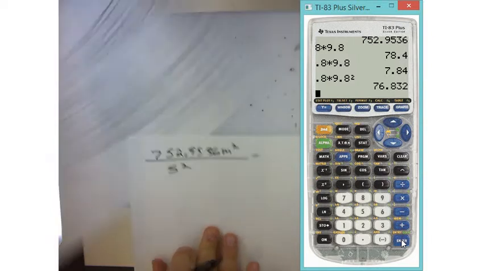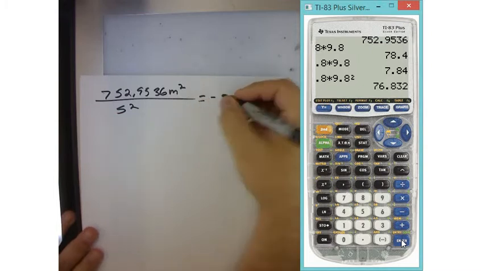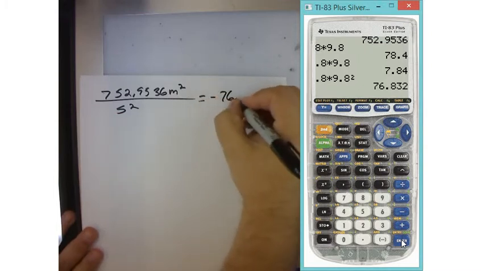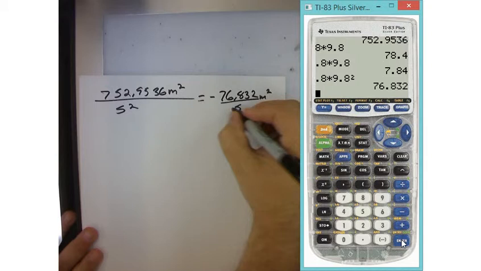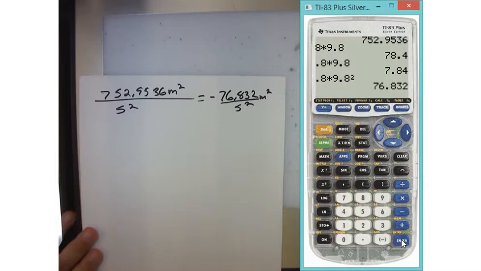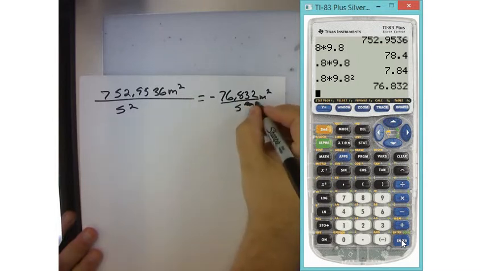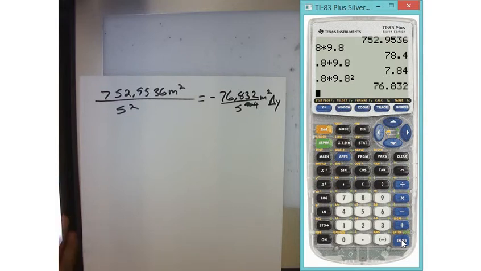And so all of this stuff is equal to negative 76.832 meters squared seconds squared. Actually, we're squaring the acceleration, so this is going to be seconds to the fourth, which is a little different. Delta y, okay? Okay, and so let me just double check everything, make sure that I'm plugging everything in correctly.